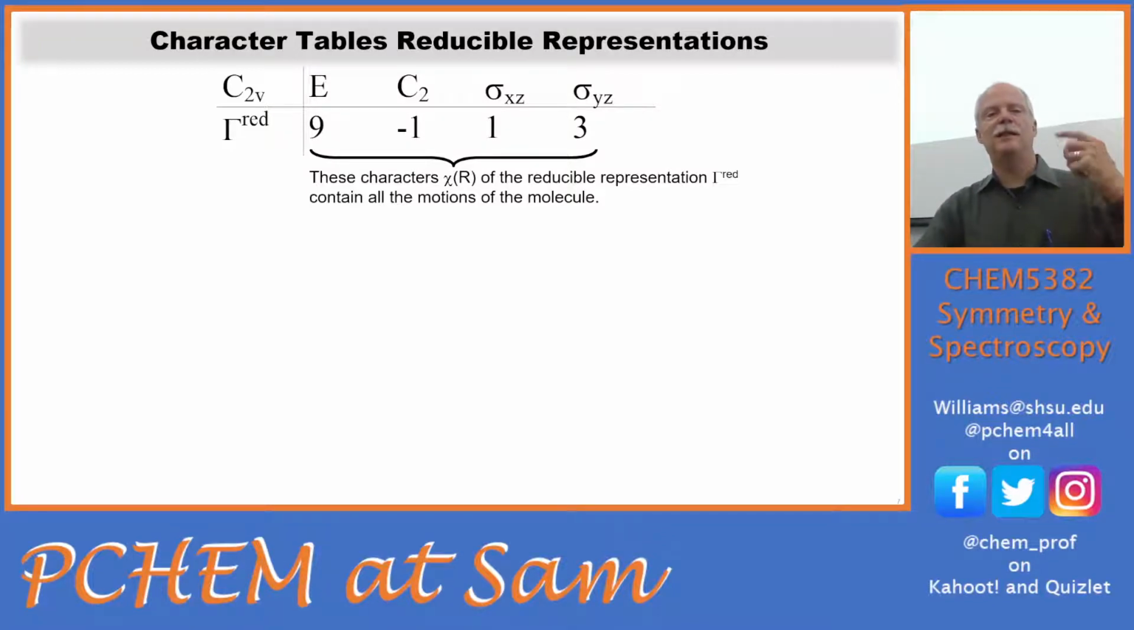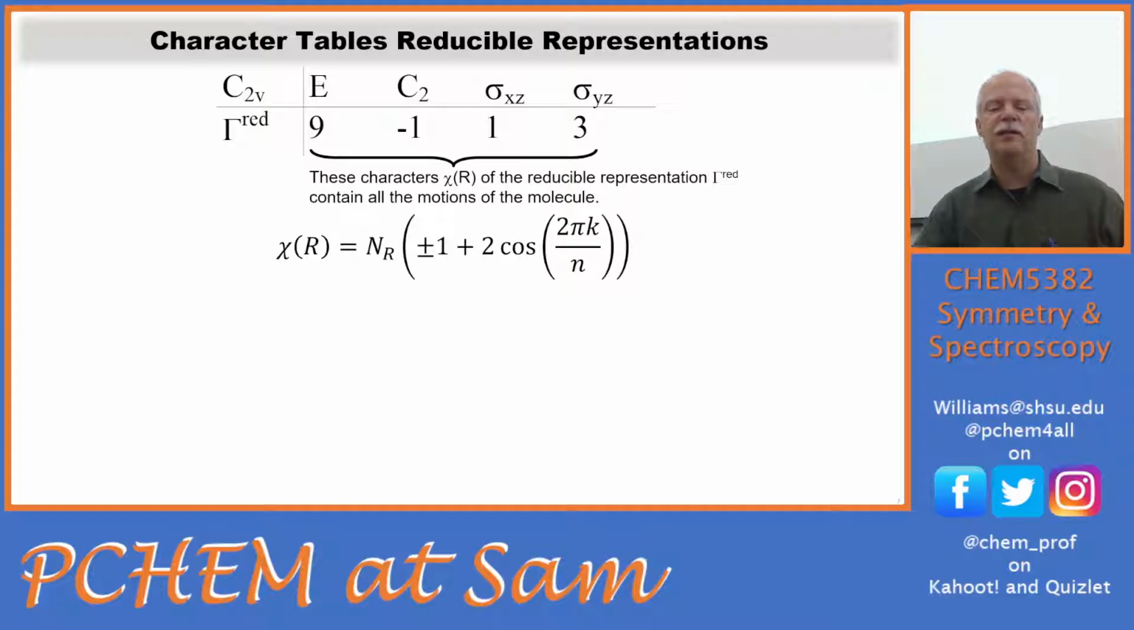So, now let's talk about our reducible representation. This is a reducible representation, and I'll teach you how to get this, but I'm just giving it to you right here. These characters are the characters of the reducible representation that contains all of the motions of the molecule. And how do we get that? Well, we use this equation here. This is a way to go through all of the symmetry operators in our character table, and to determine what the character under each one of those operators would be for all of the motions in the molecule. Is it in the notes? Did you find it? Okay, you have it, just making sure.